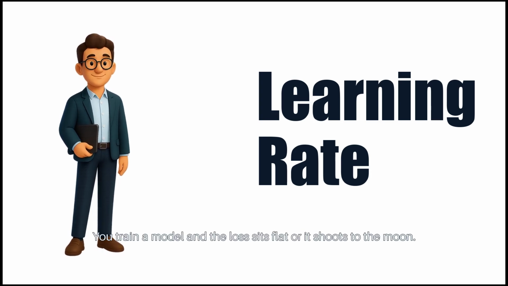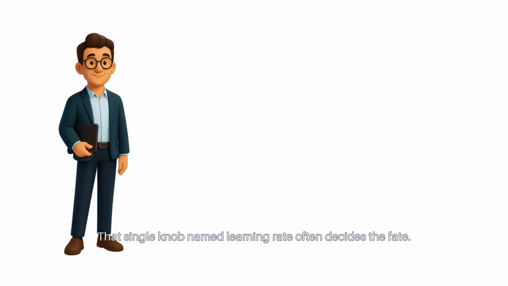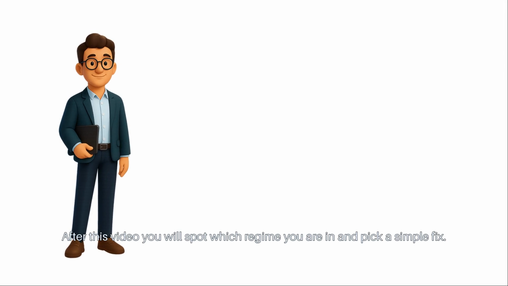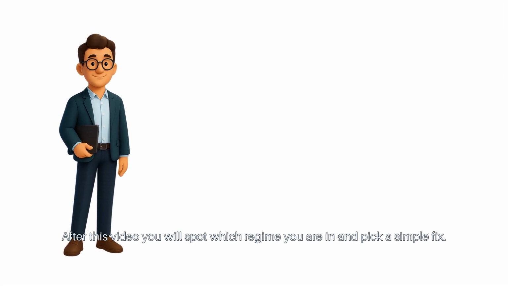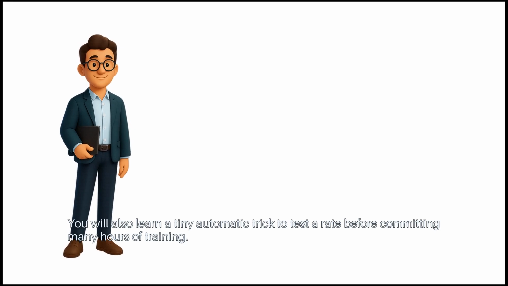You have felt this pain. You train a model and the loss sits flat, or it shoots to the moon. That single knob, named learning rate, often decides the fate. After this video, you will spot which regime you are in and pick a simple fix. You will also learn a tiny automatic trick to test a rate before committing many hours of training.